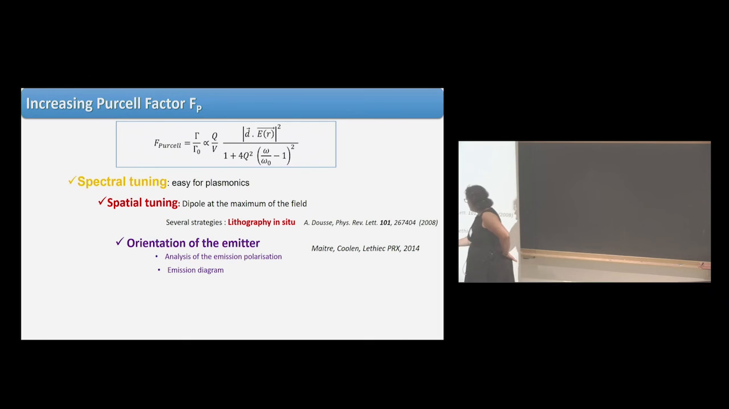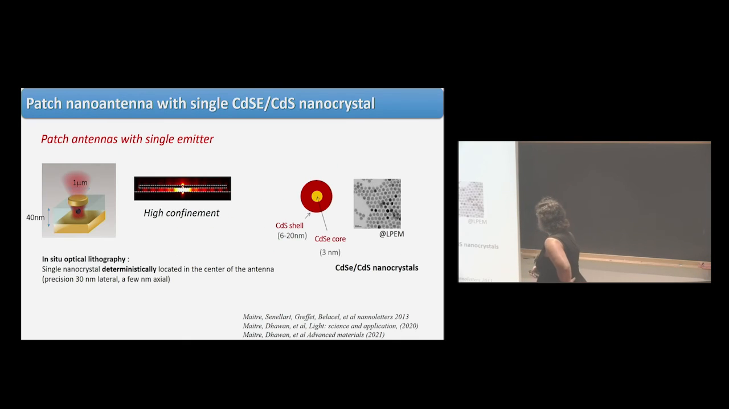There are several strategies. What we use in my group is in situ lithography. That means that you first look where the emitter is, then you do the nanoswitcher, which has been developed in the C2N by Pascal Sandlar. And the other question is the orientation of the emitter. If the dipole is like this and the field is like this, nothing happens, so you have to be careful with this. So we have a strategy for this. I will not go into the detail, but this can be controlled.